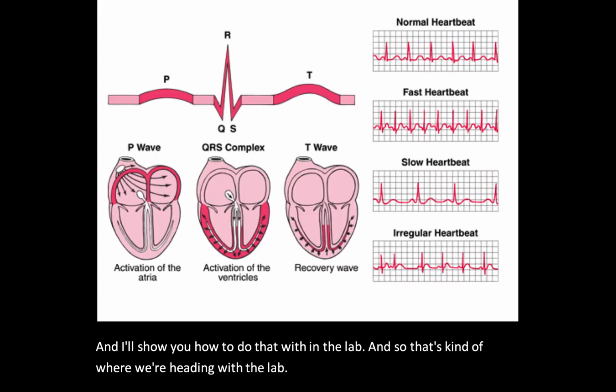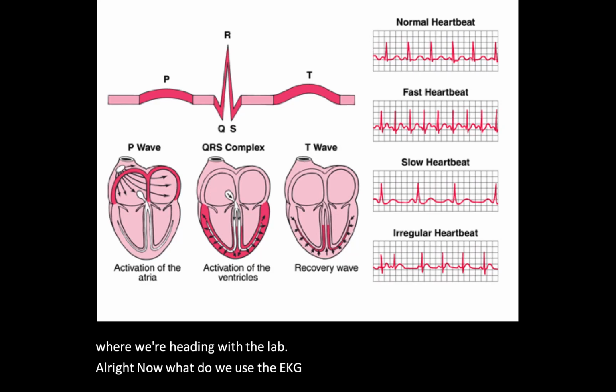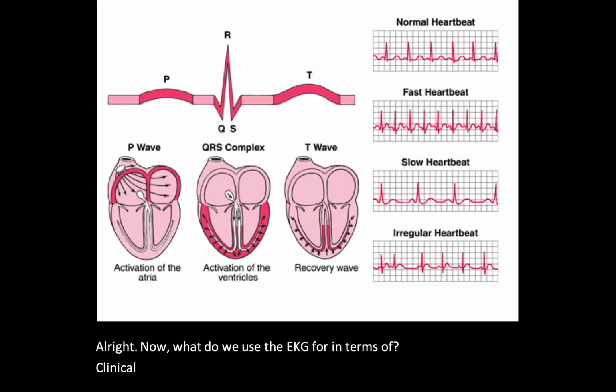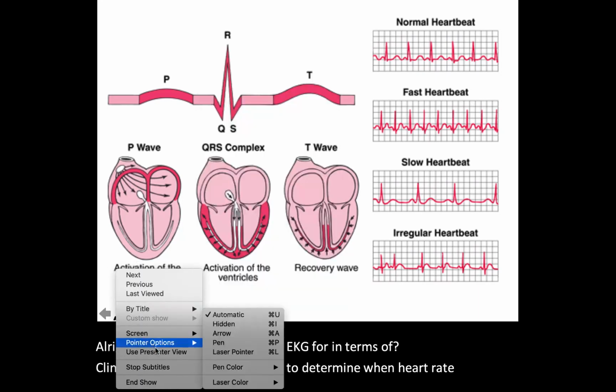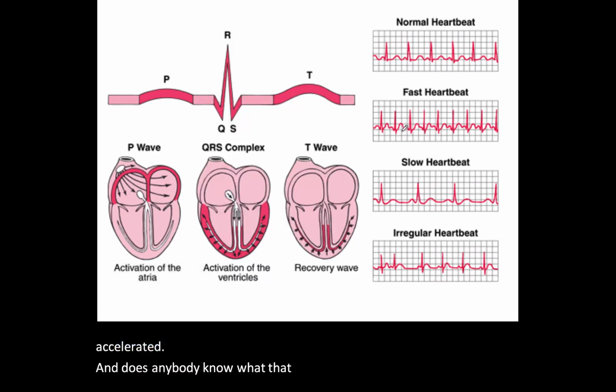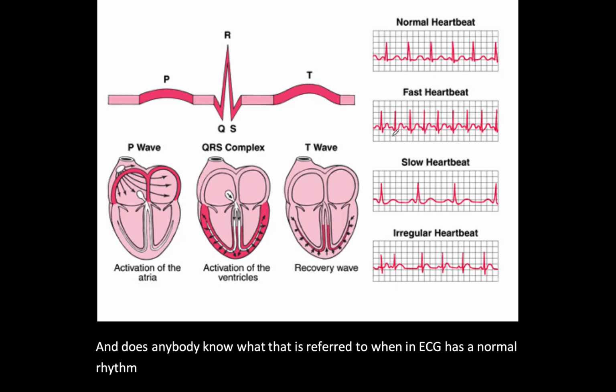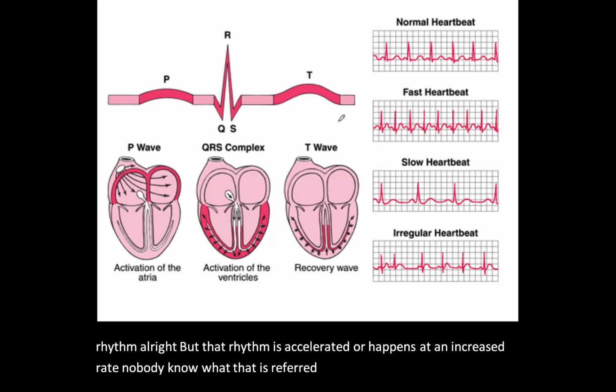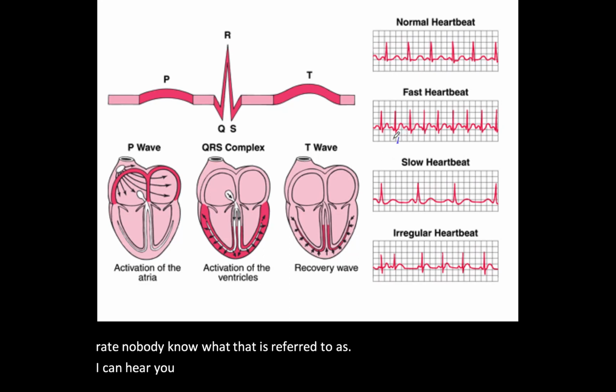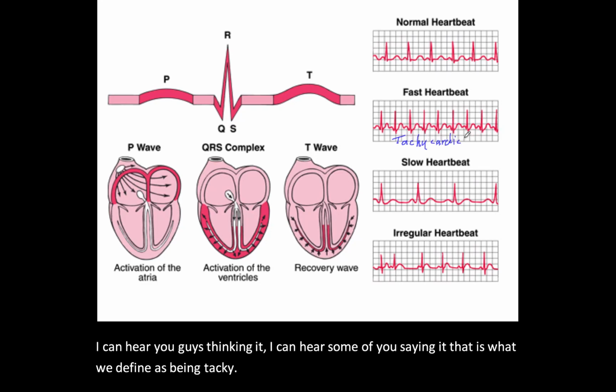All right. Now, what do we use the EKG for in terms of clinical application? Well, we use it to determine when a heart rate is accelerated, all right. And does anybody know what that is referred to when an EKG has a normal rhythm, but that rhythm is accelerated or happens at an increased rate? Anybody know what that is referred to as? I can hear you guys thinking it. I can hear some of you saying it. That is what we define as being tachycardic, right, or tachycardia.